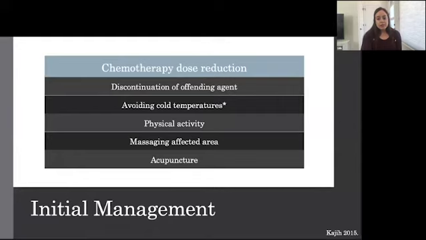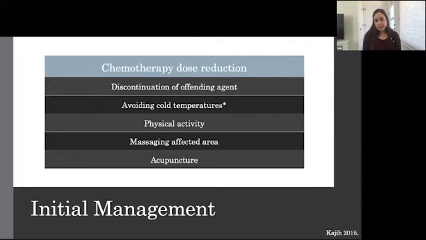For initial management of neuropathy, I do want to emphasize non-pharmacologic measures first, because this is first what I think of rather than right away wanting to add another medication to the patient's long medication list. Think about other ways first that potentially we can manage this. Chemotherapy dose reduction is a common thing to do. Of course, this will vary depending on the agent that's being utilized, but in general, I recommend a 20 to 25% dose reduction for taxanes, for example.